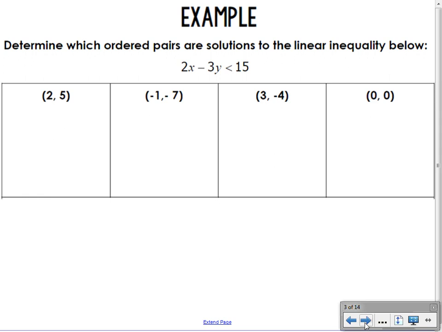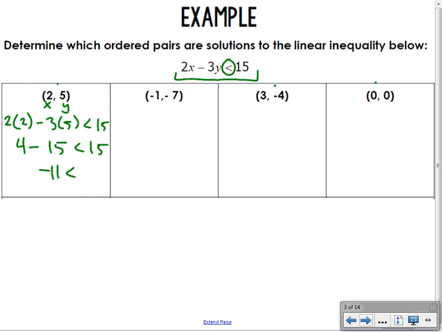All right, so here's an example of a linear inequality. You can notice we have the less than symbol here. We're trying to figure out which of these points are solutions to that linear inequality. So we can test by simply plugging in the x and the y values. If I plug in 2 for x and 5 for y, I'm checking to see if this left side is actually less than 15. So we would get 4 minus 15, and when we subtract, we get negative 11 is less than 15. Well, yeah, that's true. Negative 11 is smaller than 15. So that means that (2, 5) is a solution to that inequality.